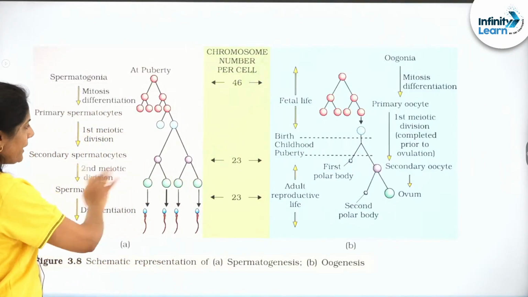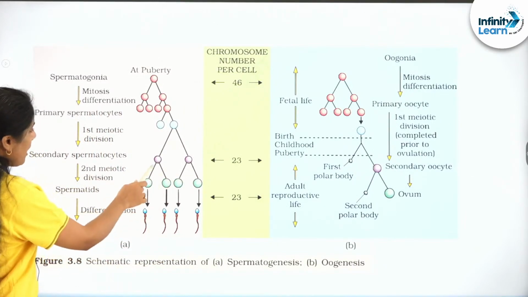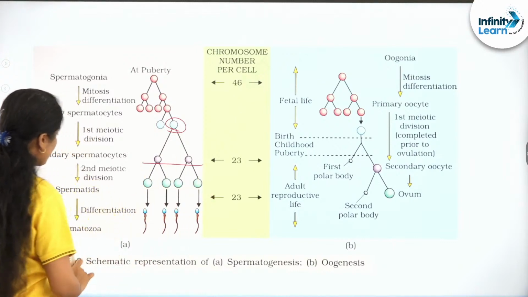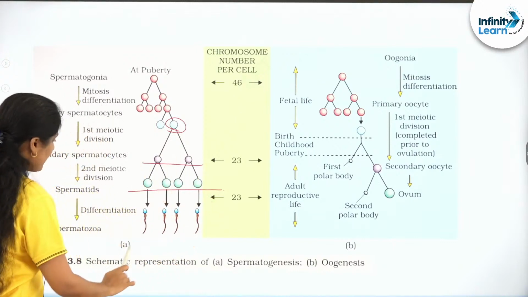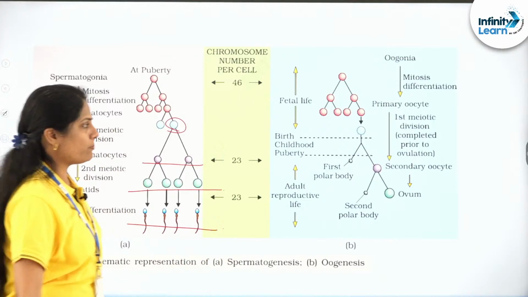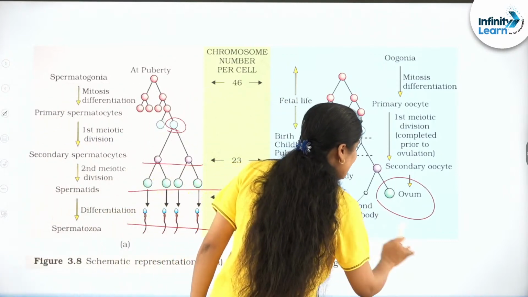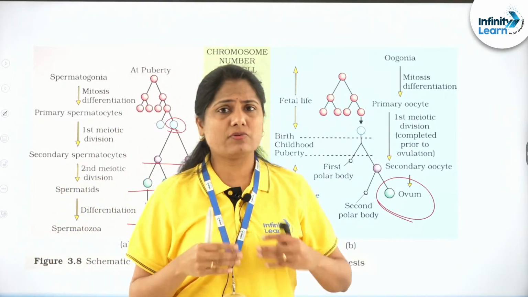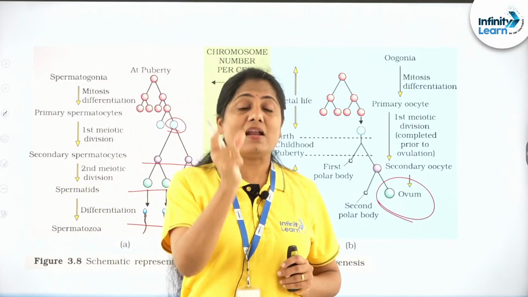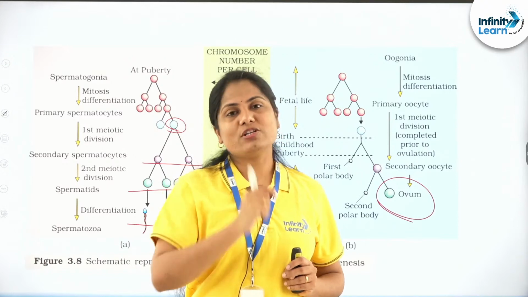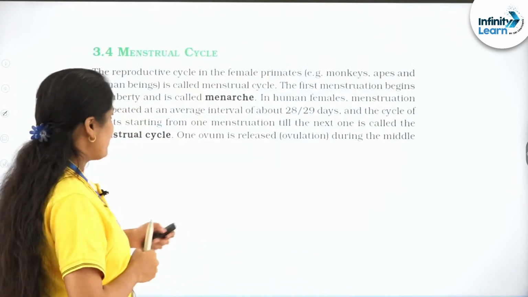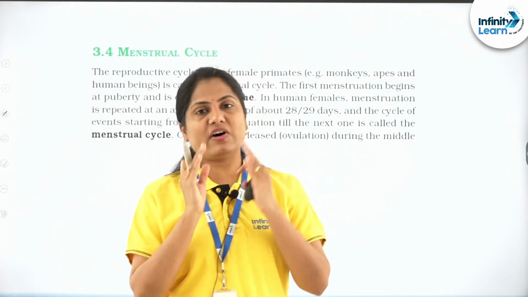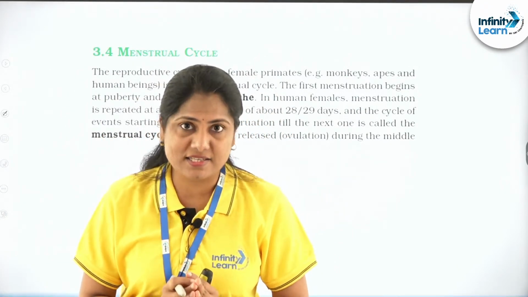And here is a comparison. You can see how a single primary spermatocyte gives rise to 2 secondary spermatocytes, 4 spermatids and 4 spermatozoa. Here, on the other hand, a single ovum is produced, only a single one. Many follicles try to develop and undergo maturation, but one dominant follicle is going to release that ovum, right? The menstrual cycle is very, very important as far as your NEET is concerned, right?